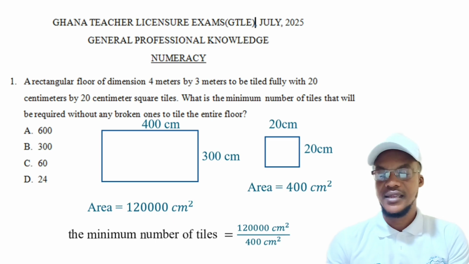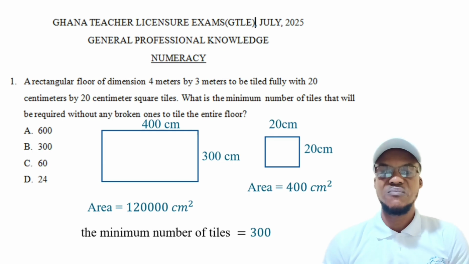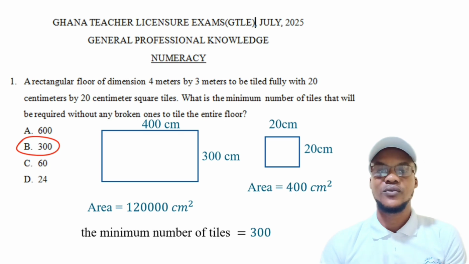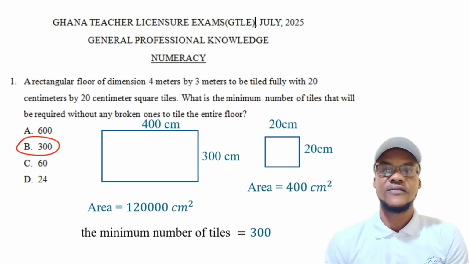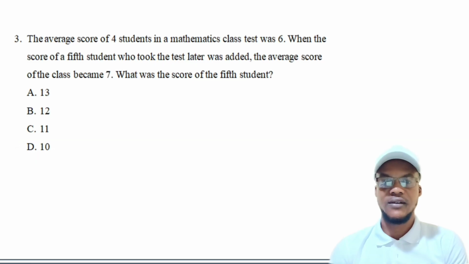If that's the case, then what are we getting? We are going to get 300. Yes, so it means that we need 300 square tiles to be able to fill this rectangular floor. So you see that there, the answer becomes B. Very easy, very simple. So that is question one.